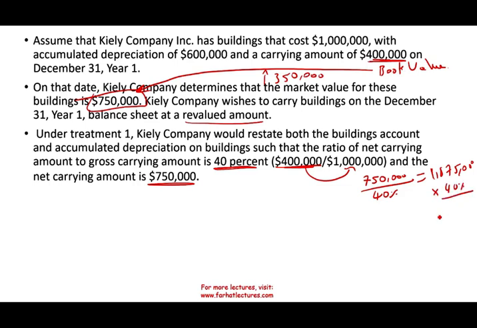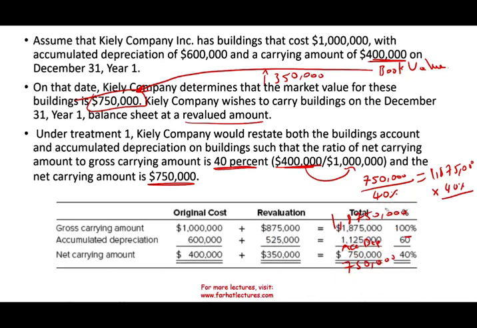Well, again, doing the same thing, the book value is 40%, which means it's 750. Well, if my asset should have a cost of 1,875,000 and a book value of 750, can I find my accumulated depreciation? Sure, I can find it. Remember, cost minus accumulated depreciation equals the book value. So accumulated depreciation will be 1,125,000.